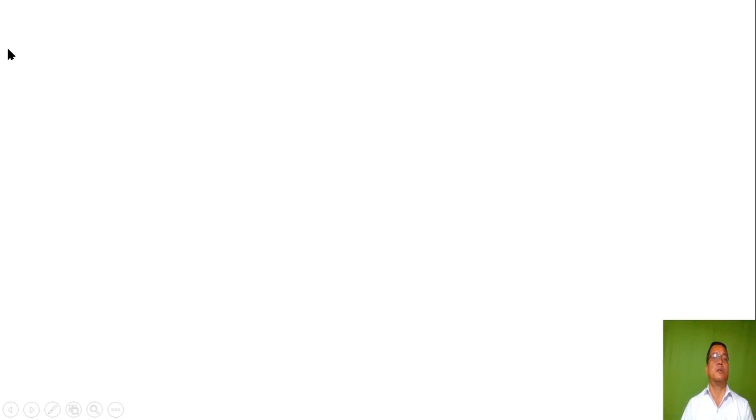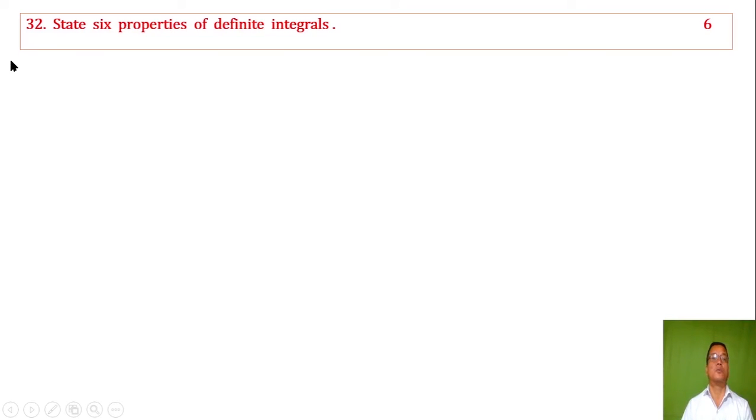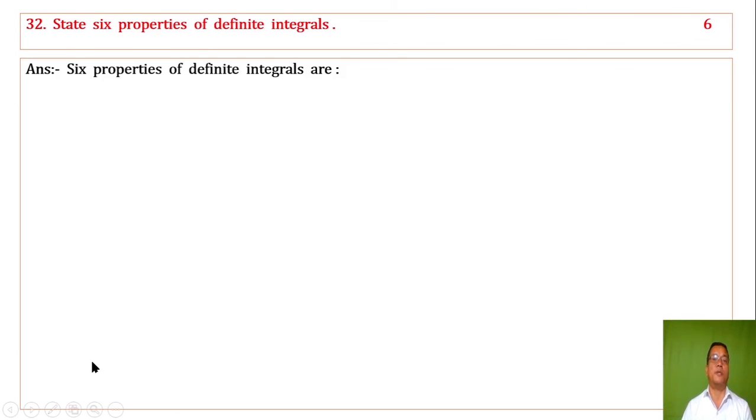Question number 32. State 6 properties of definite integrals. 6 marks. 6 properties of definite integrals are: Property 1. Integral of f(x) dx between a to b is equal to the sum of these two definite integrals, where c is lying between a and b.